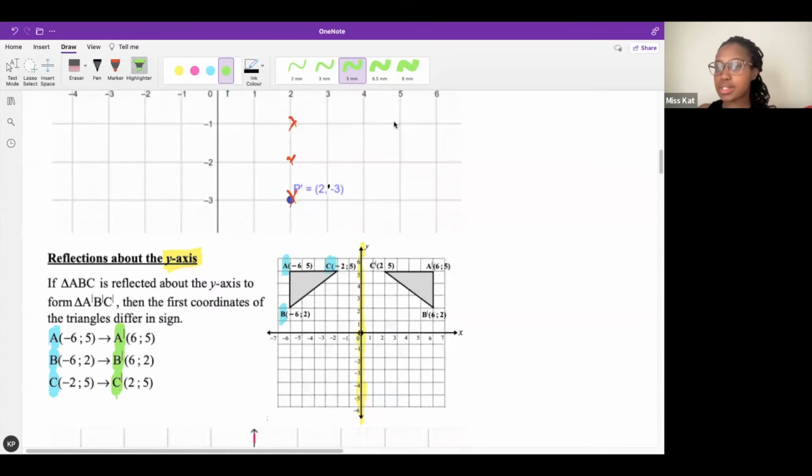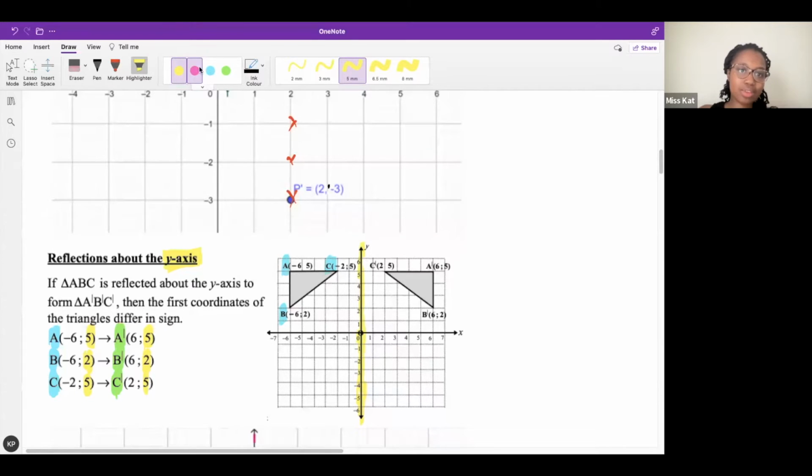Do we see any difference? Aliyah says positive. I'm not sure what we mean. Let's be specific. What's positive? The x values changed. See? So if you're reflecting on the y-axis, this time we change the x values. Okay, look here. All my y values are the same. Look, 5 didn't change, 2 didn't change, and the other 5 didn't change.